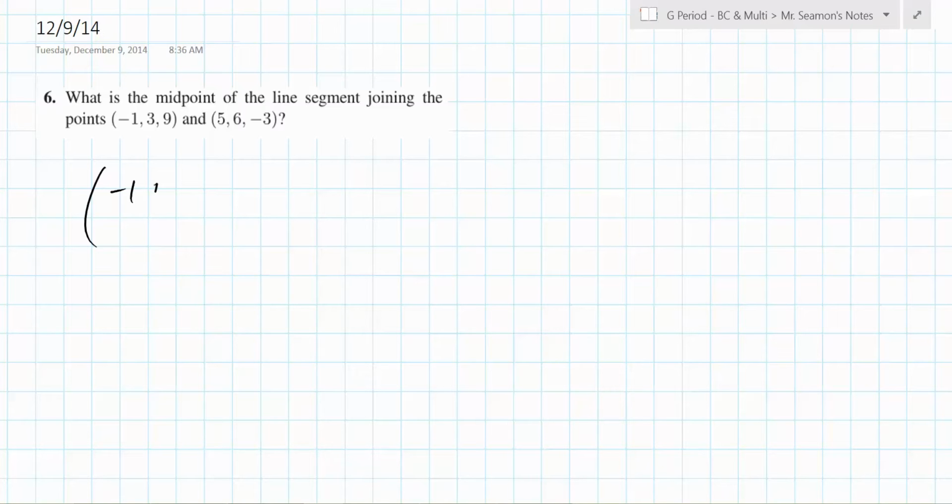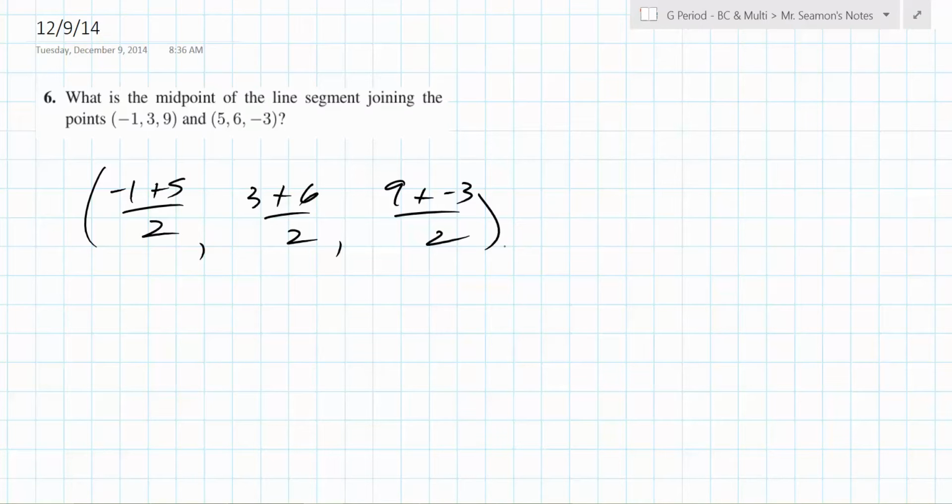This one's just going to be (-1 plus 5) over 2, (3 plus 6) over 2, and (9 plus -3) over 2. Okay? Yeah, okay.